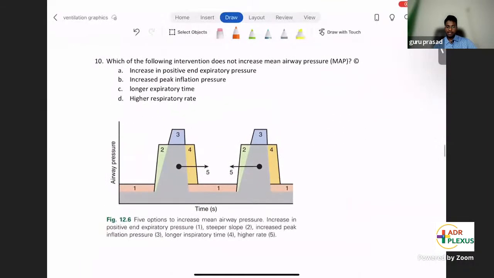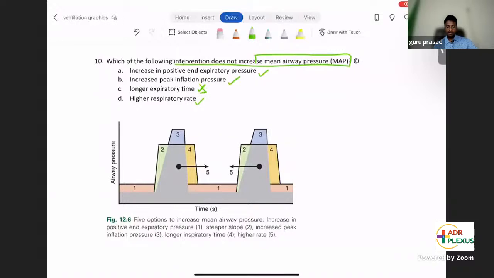Now I think I will go very fast. Till now what we have completed is just a revision. We have finished our class, and now very fast we will go for the MCQs. Which of the following interventions does not increase mean airway pressure? What are the things that can increase the mean airway pressure? Increase in PEEP, increase in PIP, increase in expiratory time, increase in respiratory rate. So the answer is C.